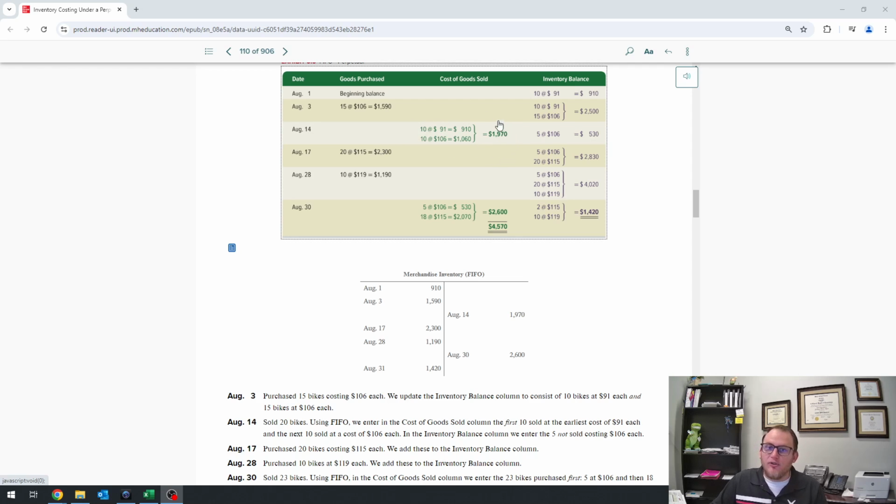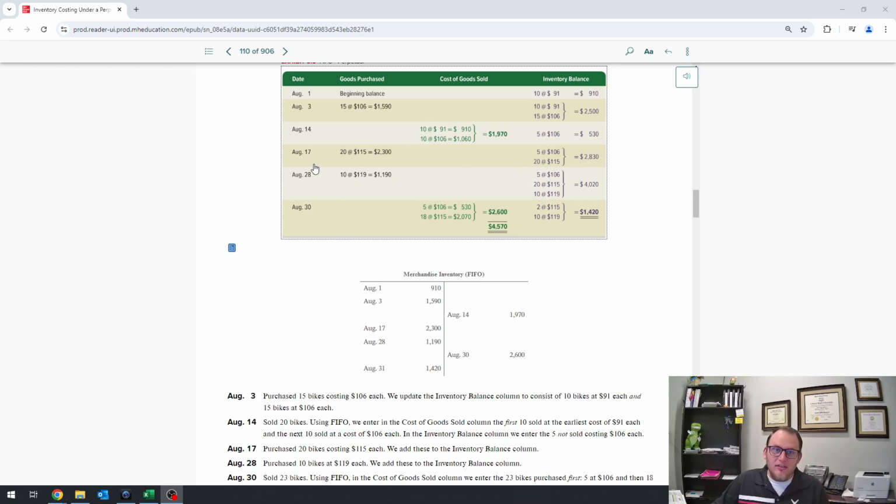And so our total cost of goods sold from this first sale on August 14th is going to be $1,970, and our remaining inventory is going to be 5 units at $106 because we sold these 10 units at $91 and we sold 10 of these at $106. So those 10 are gone and 10 of those are gone. So we have 5 remaining units at $106. So our cost of goods available for sale is going to be $530.